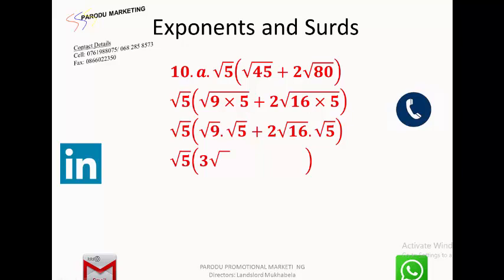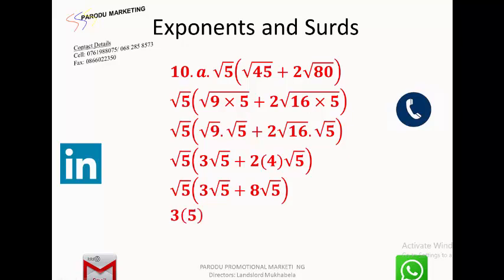So the square root of 9 becomes 3. So 3 root 5. And then you have your 2 times 4 root 5. You are very close to your final solution at this point. Once you've solved that 2 times 4, which gives you 8, you can then start simplifying this using the distributive property, meaning you multiply the radical with the radical, right?